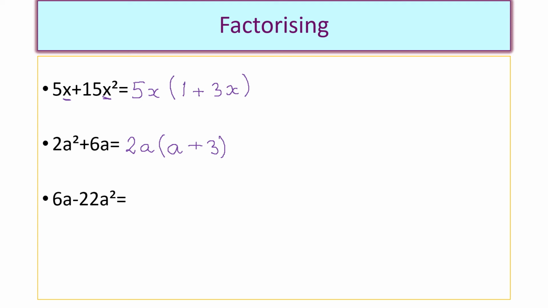Then we've got again numbers and letters involved. Now 6 doesn't go into 22 without a remainder, so that means the highest common factor must be less than 6. And that number is 2. Both terms have a, so a is the common factor as well. Now 2a times what gives me 6a? That is 3. And then 2a times what is negative 22a squared? That is negative 11a.